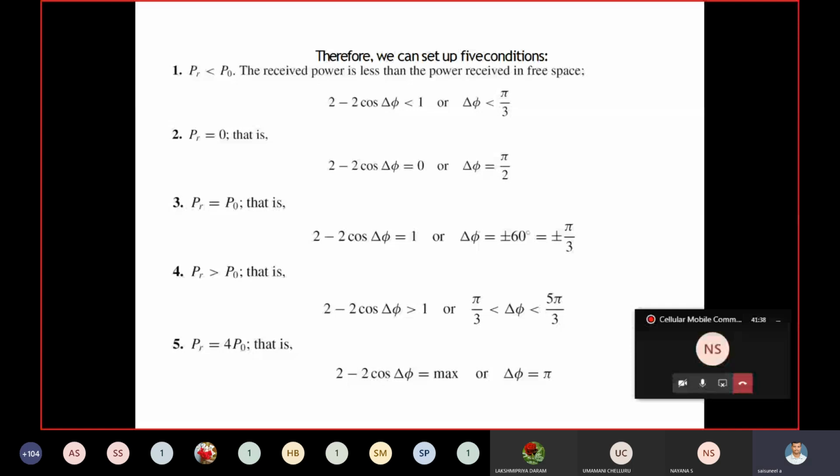Next, PR greater than P naught. Is it possible? The received power being more than the transmitted power is possible by applying amplifiers in receivers. At that time, 2 minus 2 cos delta phi is greater than 1, and delta phi lies between pi by 3 and 5 pi by 3. Next, PR equal to 4 P naught, which is the maximum received power. At that time, finally, delta phi is equal to pi, the maximum value.